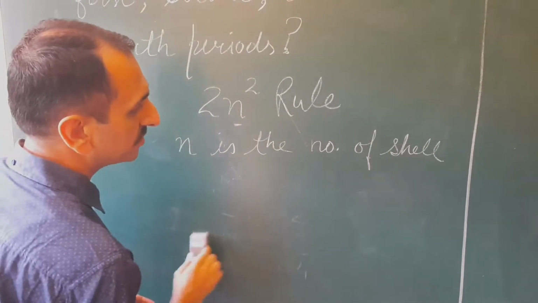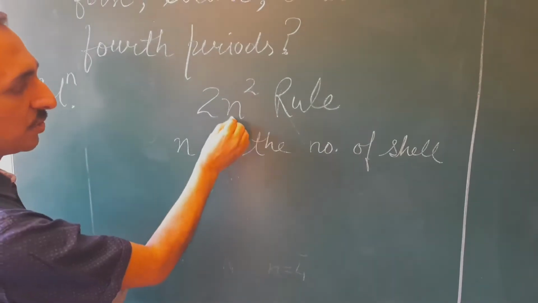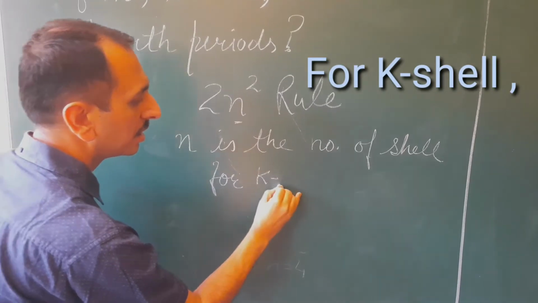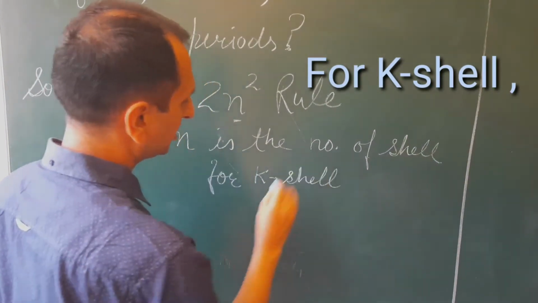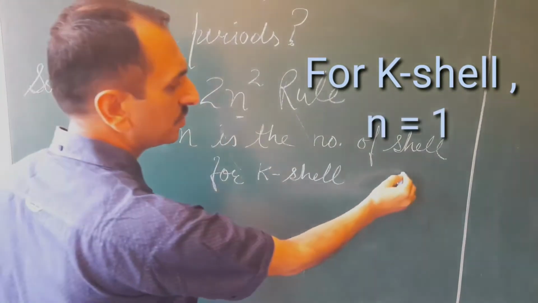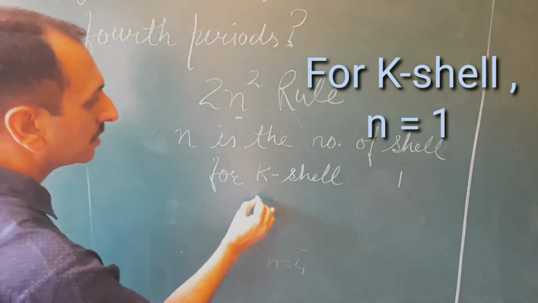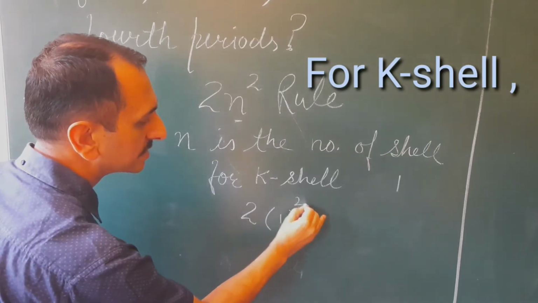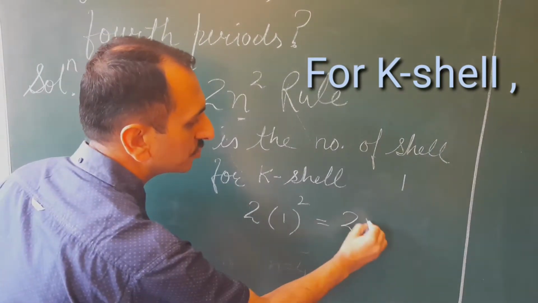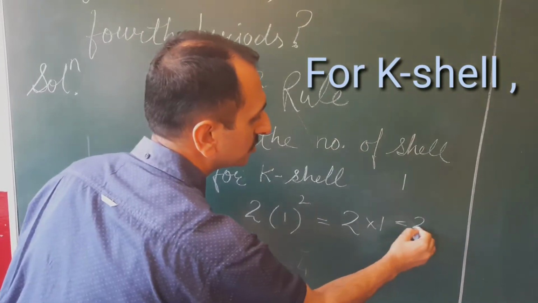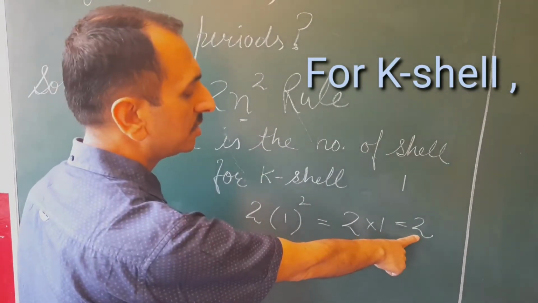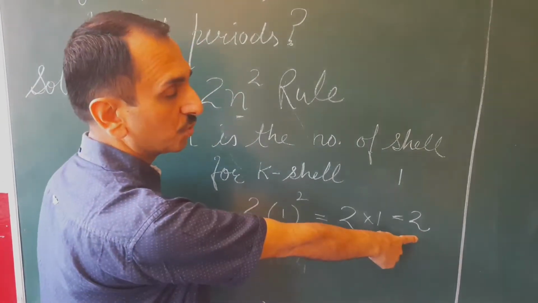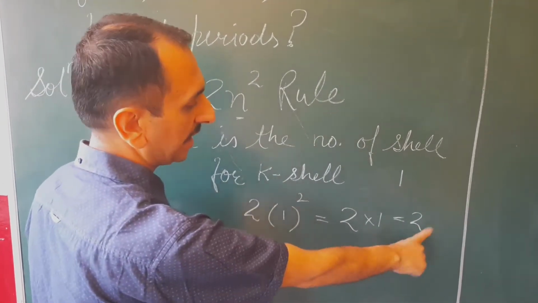Now we will put the values one by one in the 2n square rule. For the K shell, as we know, the K shell has the value 1, so 2 into 1 square, it is 2 multiplied by 1, which is 2. We can conclude now, in period number 1 there are how many elements? Only 2. Those are hydrogen and helium, as we know.